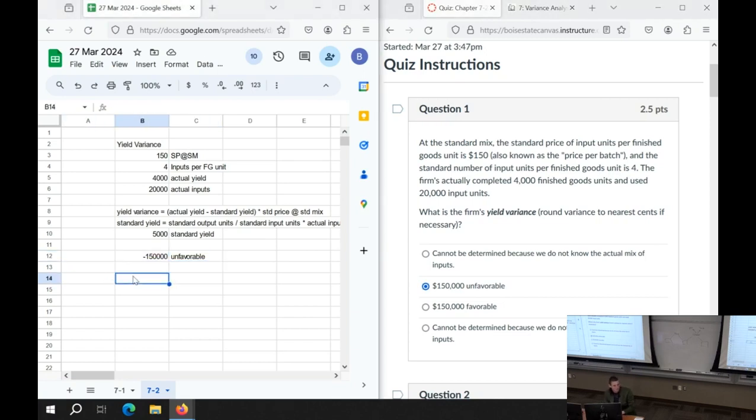Okay? So half of 7-2 is mix and yield questions, and about half and half are mix versus yield. So about a fourth of 7-2 is yield. So if it gives you trouble, don't worry. It's not going to dominate your life. It's a small portion of the class here.